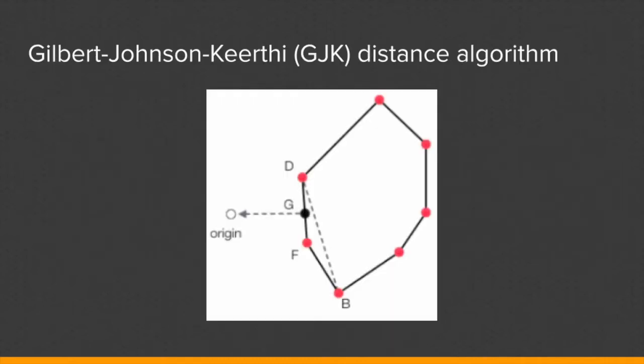The GJK and RGJK algorithms are methods for accurately calculating the distance between meshes. The Flexible Collision Library is an open-source collision detection library which implements the GJK algorithm, but is not fast enough to be run in real time.